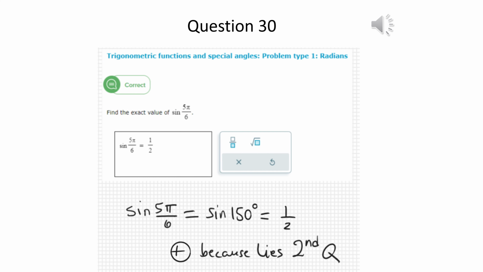Sine 5 pi over 6. 5 pi over 6 lies in the second quadrant. Actually, it's 150 degrees. And the sine, well, the reference angle is 30 degrees, pi over 6. Sine is 1/2, and the sine is positive in the second quadrant.